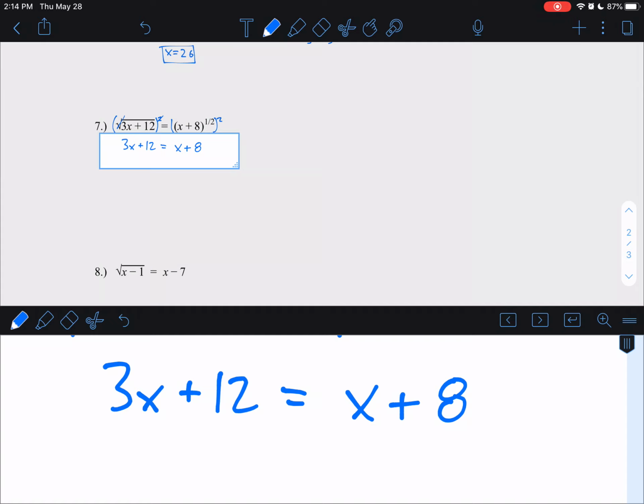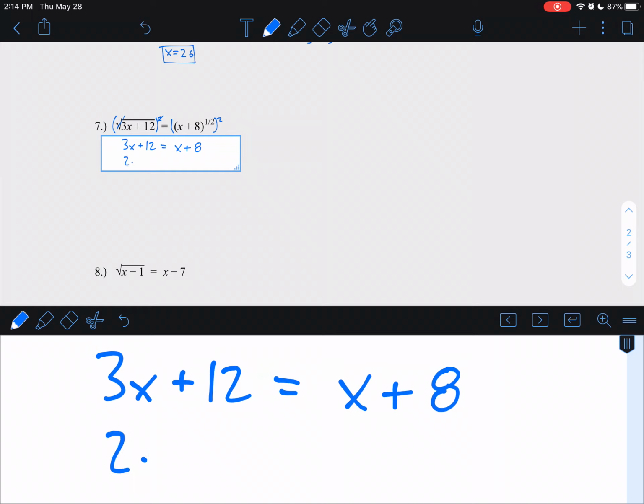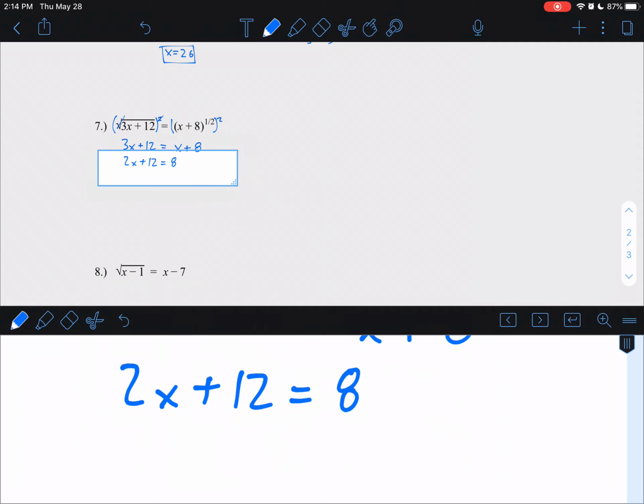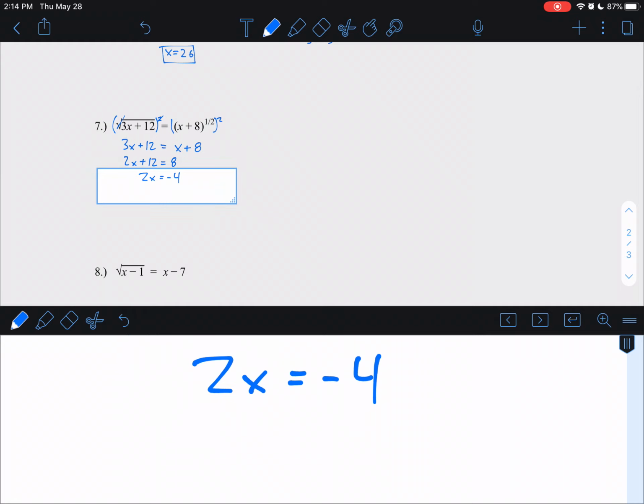So now I'm going to solve this for x. I'll start by subtracting x from both sides. That gives me 2x plus 12 equals 8. And then I will subtract 12 from both sides to get 2x equals negative 4. And divide by 2 to get x equals negative 2. And once I plug this back in, hopefully it works.